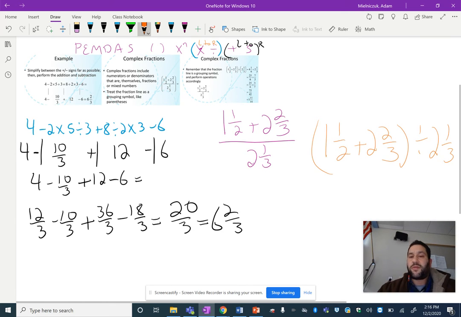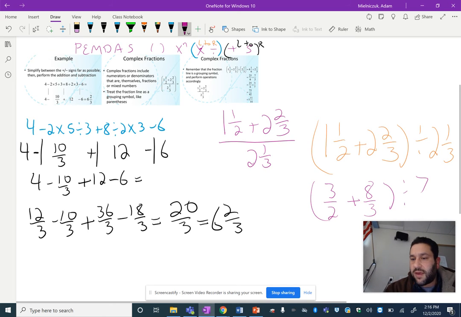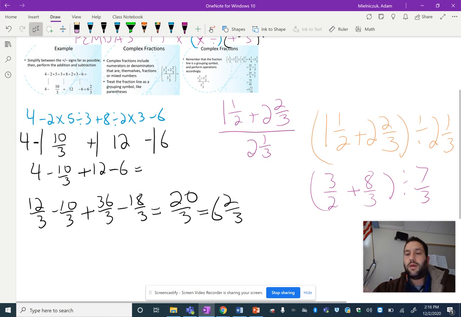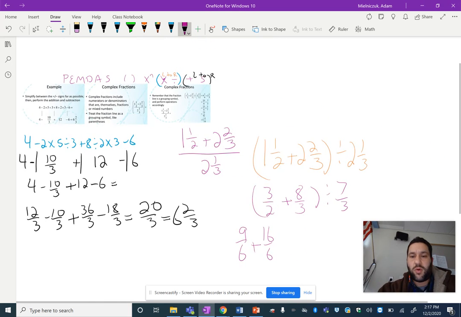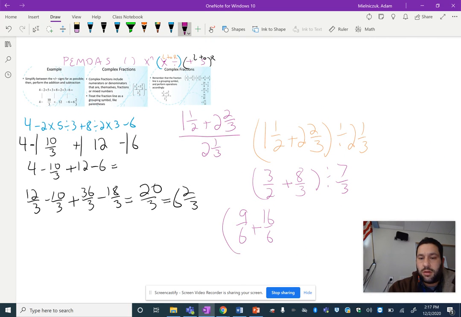It tells us to do what's in the parentheses first. So we can rewrite this as 3/2 plus, let's see, 3 times 2 is 6 plus 2 is 8/3 divided by 7/3. Almost there. Okay. Well, common denominator would be 6, so we're going to get 9 over 6 plus 16 over 6, getting smaller and smaller here, divided by 7/3.